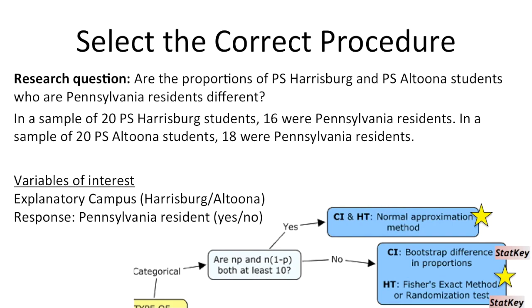Next, we need to determine if n times p and n times 1 minus p are all at least 10. For Harrisburg students, 16 out of 20 were Pennsylvania residents. So for Harrisburg students, n times p is 16. N times 1 minus p is 20 minus 16, which is 4. This is not at least 10, so this assumption has not been met. So we're going to go down the lower branch here. We have a research question, so we're doing a hypothesis test. We are going to use the Fisher's exact method. We can do this using Minitab Express.